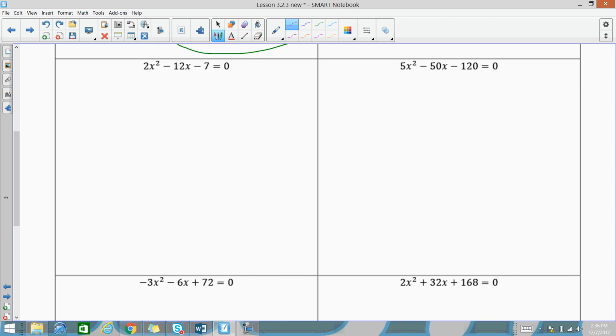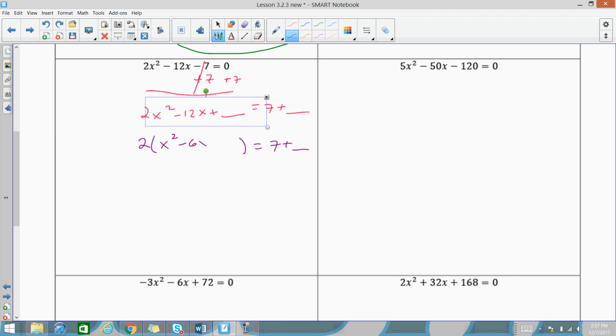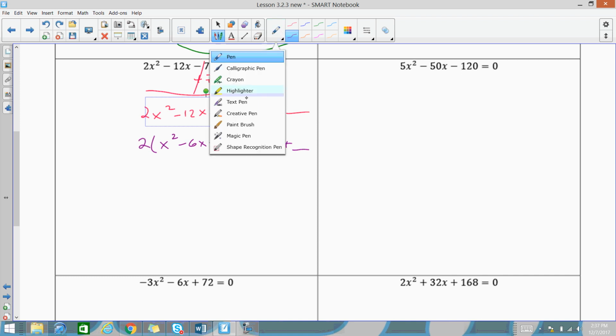All right, first step is always get rid of your c. I know some of you are like, oh, your a is not 1, so you're going to have to factor out a GCF. Wait, get rid of your c first. That's what you have to do first. So we're going to add 7. So you get 2x squared minus 12x plus blank equals 7 plus blank. Now, you realize that your a is not 1, so we got to factor that out. So when we factor out a 2, you're going to be left with x squared minus 6x plus blank.